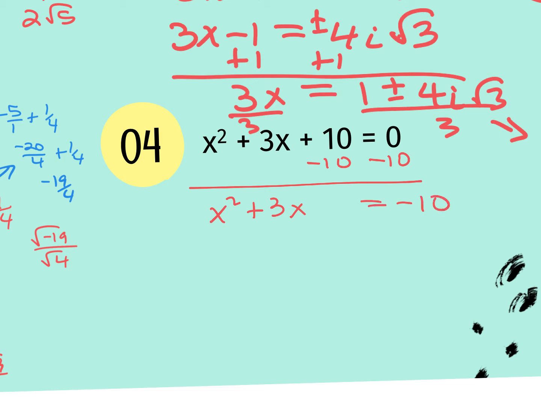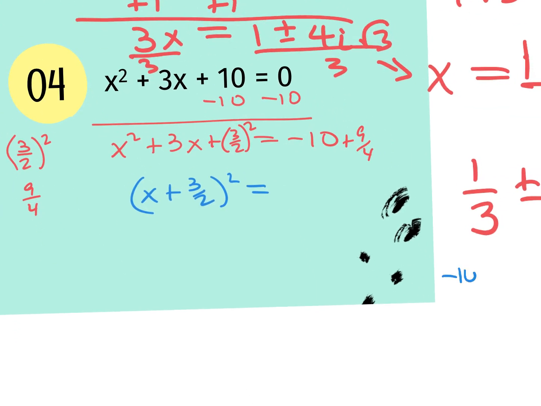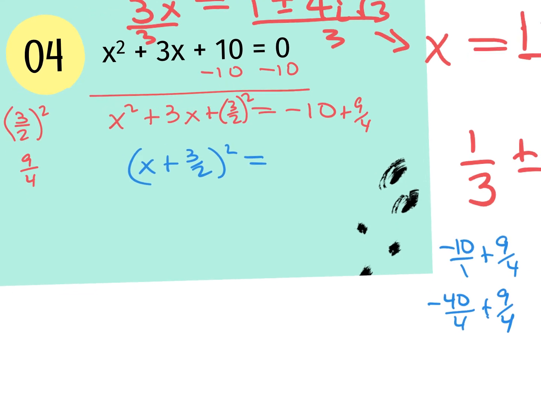I'm now going to take the b term, divide it by 2, and square it. So I'm going to be adding 9 over 4 over here, but in here I'm going to put the 3 over 2 squared. I need to factor the trinomial. It factors into x plus 3 over 2 squared. I need to add -10 plus 9 over 4. I need a common denominator. I'm going to change -10 into -40 over 4. I now can add these, and I get -31 over 4.